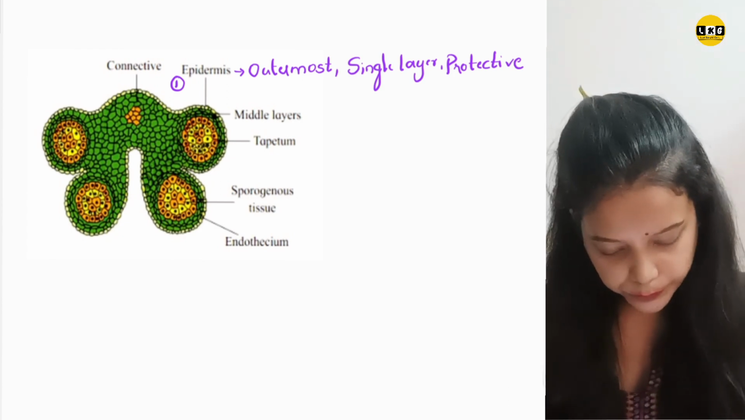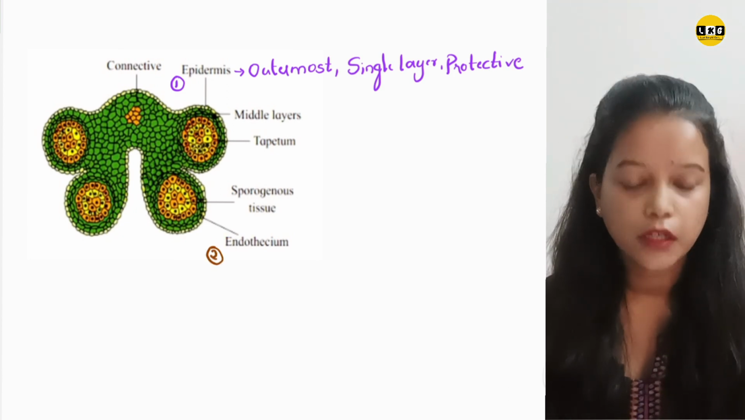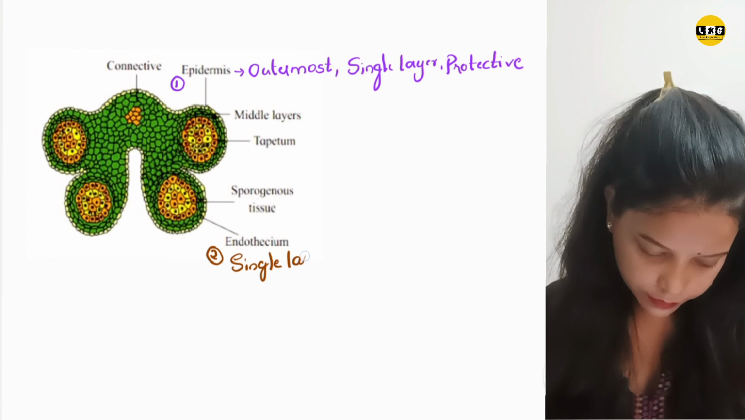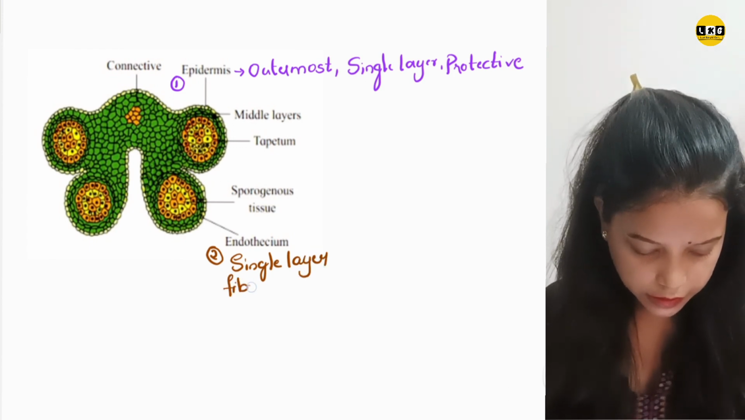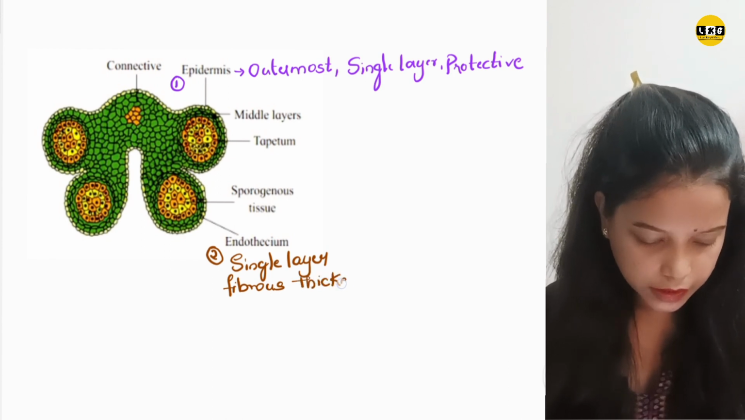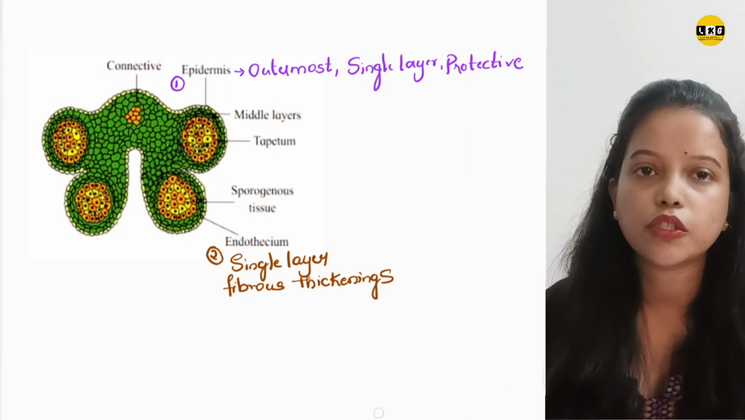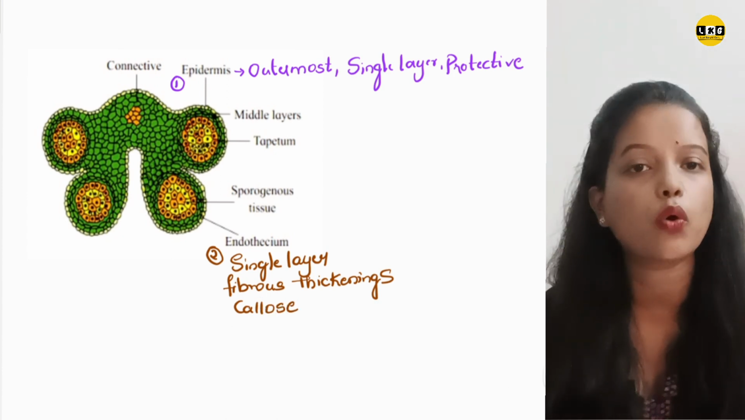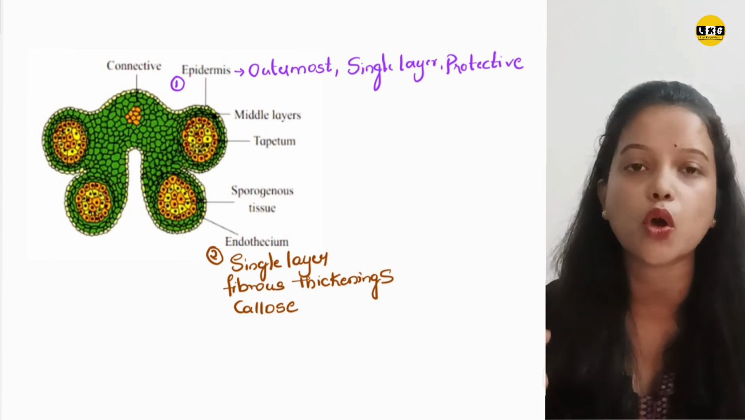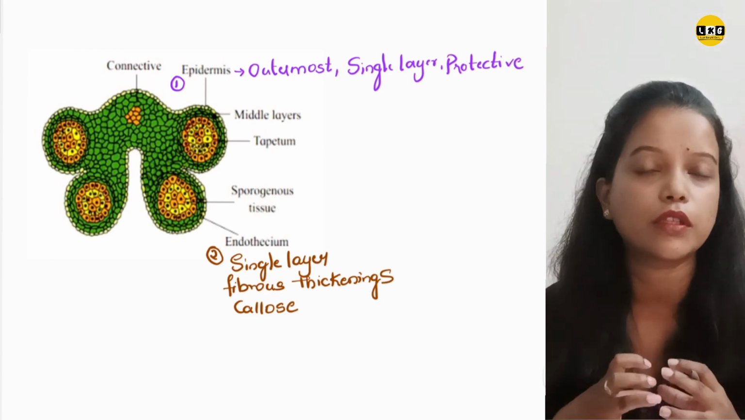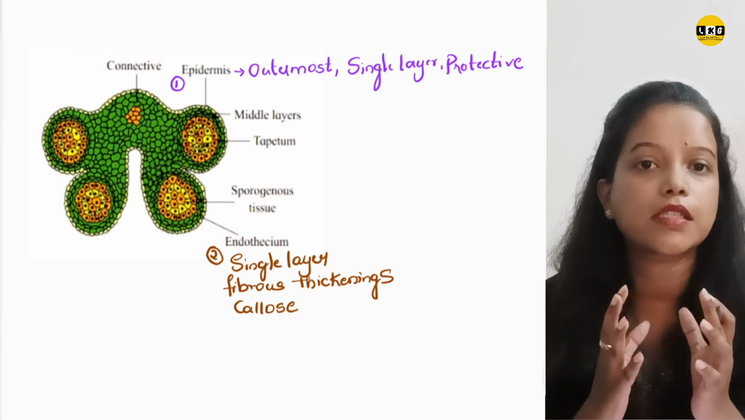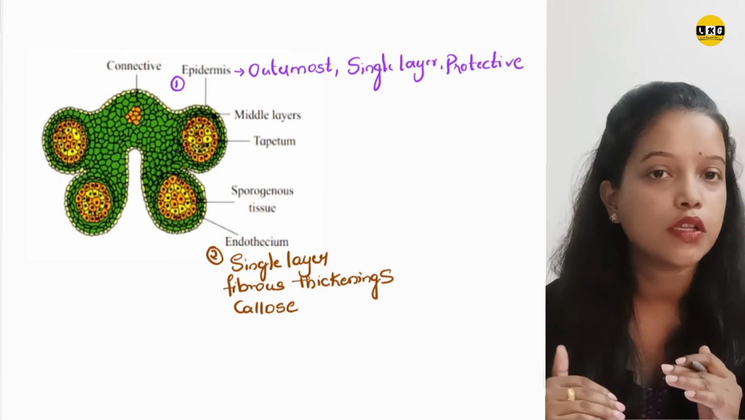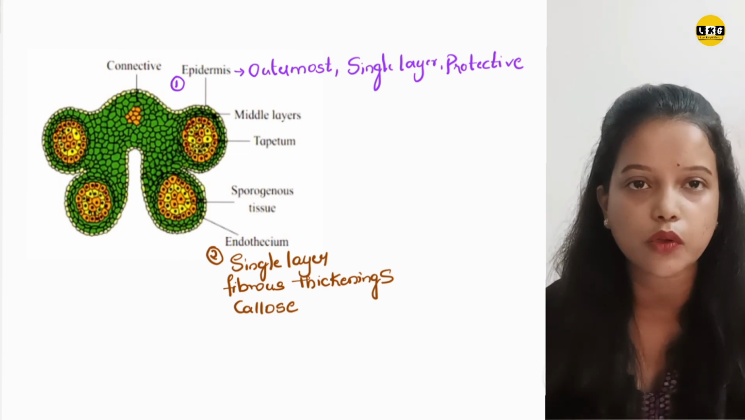So the second layer is endothecium. Endothecium is also a single layer and it has fibrous thickenings. This fibrous thickening is due to the deposition of a chemical which is known as callose. Callose is hygroscopic in nature, meaning callose has the ability to absorb moisture. Because of this, the cells of the endothecium will swell, and because of the swelling, the cells will rupture. This rupturing of the anther is nothing but dehiscence of anther. So the endothecium also helps in the dehiscence of anther.